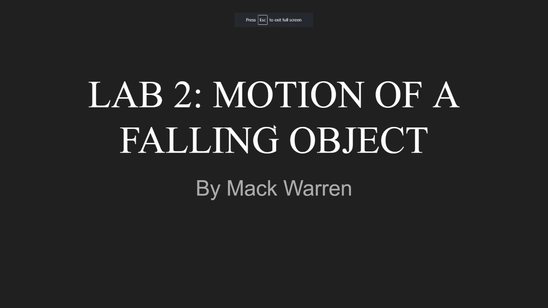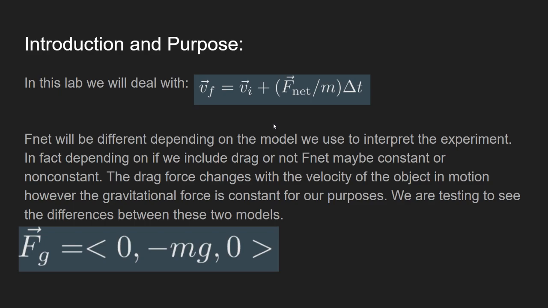I'm doing the lab report on the motion of a falling object. In this lab, we're dealing with the velocity update formula and proportionally the position update formula, though not as important in this one. What we're looking at here is dropping an object that drag will have an effect on. And we're using two different computational models to look at this motion, one that takes into effect drag and one that doesn't.